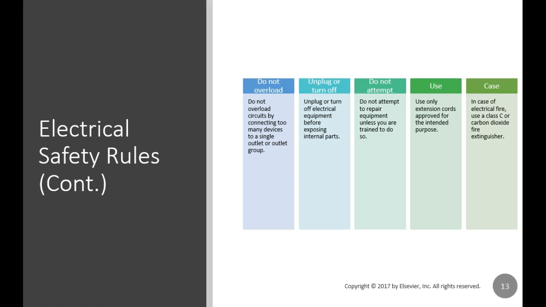Unplug or turn off electrical equipment before exposing internal parts. Don't take it apart while it's still plugged in. Do not attempt to repair the equipment unless you're trained to do so. So if you're trained to do so, you should know that you have to unplug it. Use only extension cords approved for extended purpose, and in case of electrical fire, use a Class C or carbon dioxide fire extinguisher.